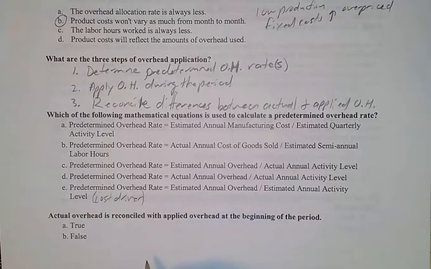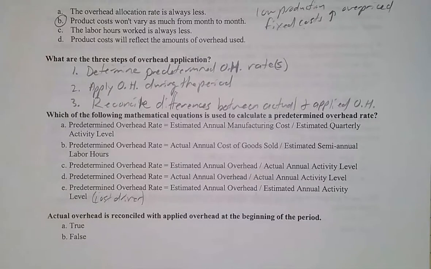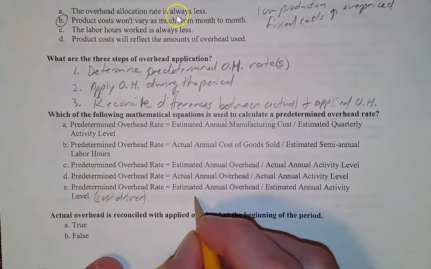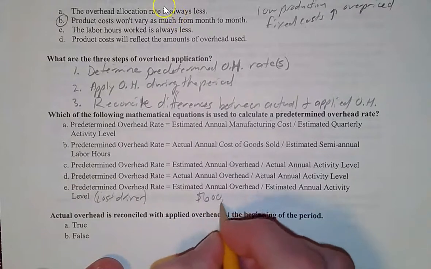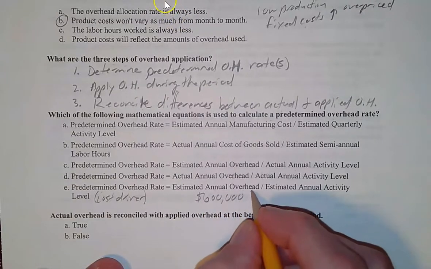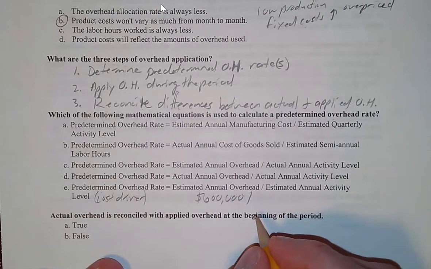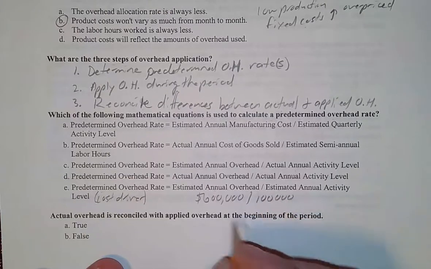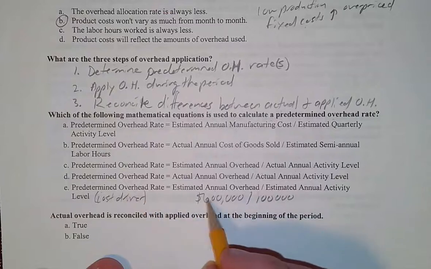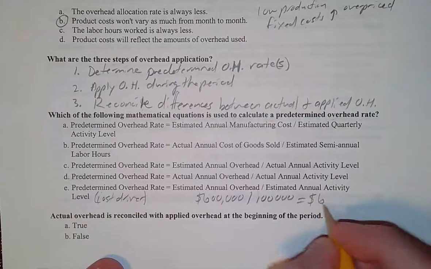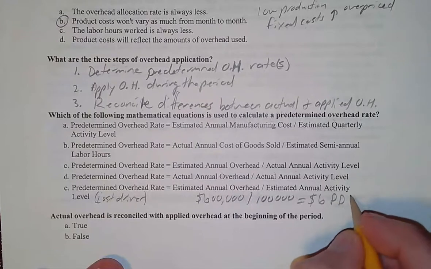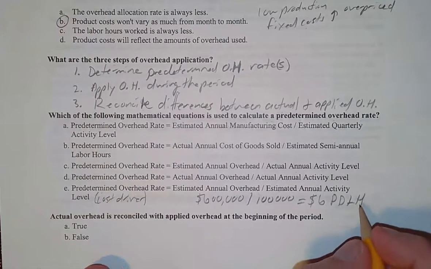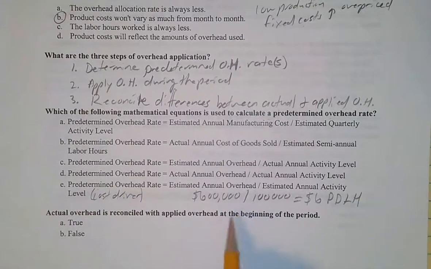Okay? So we may say that if we were to say that we estimated overhead to be $600,000, it would be $600,000. And then let's say that our cost driver was direct labor hours, and we estimated that we were going to have 100,000 hours. This would be our formula. And our predetermined overhead rate would end up being $6 per direct labor hour. Okay, I made all of this up here, the 600 and the 100,000. Okay, all right, let's see here.